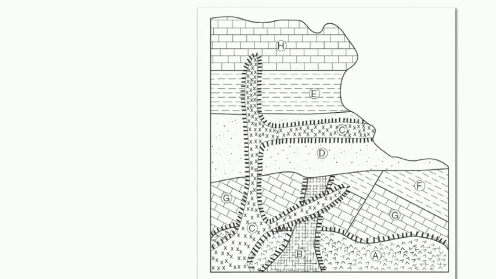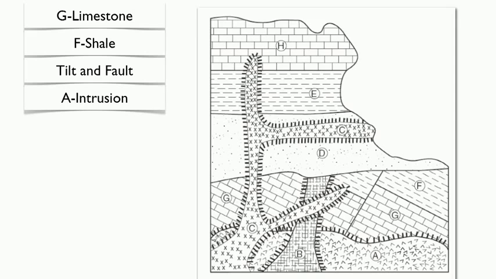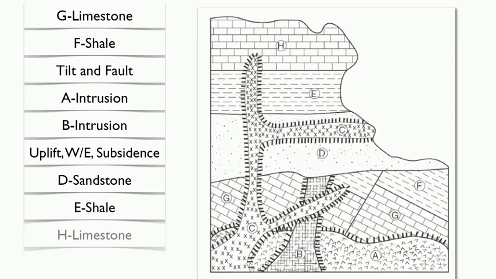So let's put this into order, starting with the oldest layer on the bottom. So it's going to be G, which is your limestone. Then you're going to have F, which is your shale. Then those rock layers are going to be tilted and faulted. Then you're going to come in with intrusion A, then intrusion B. Then comes our unconformity. Then you're going to get uplift, weathering and erosion, then subsidence. Then D is going to be your sandstone. E is going to be your shale. H is going to be your limestone. Then you're going to have intrusion C because it's touching every single one of your rock layers. If you really want to get technical, you can have uplift, weathering, and erosion at the surface as well.